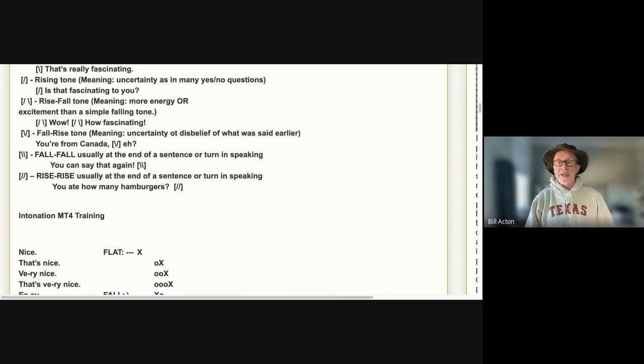Then fall, usually at the end of a sentence. For example, you can say that again. You hear my hands hit my quads. You can say that again. So your voice drops as low as possible, okay? You can say that again.